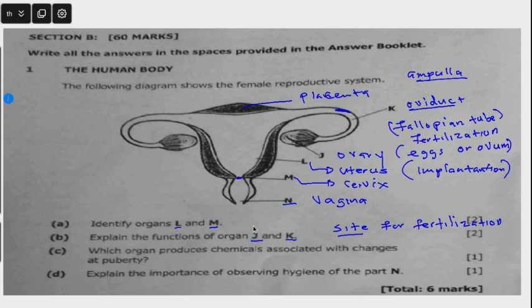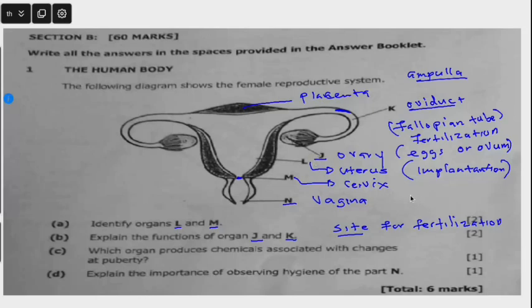So one thing that you need to understand is that the ovary also produces chemicals called hormones. Like the follicle stimulating hormone and luteinizing hormone, they are produced by the ovaries. Estrogen, those things, they are produced by the what? By the ovary. We have what we call the corpus luteum.